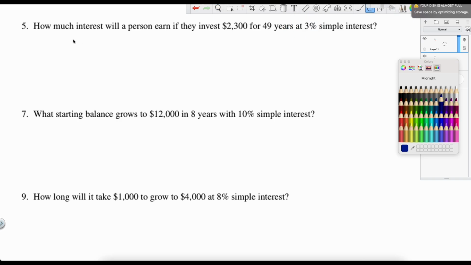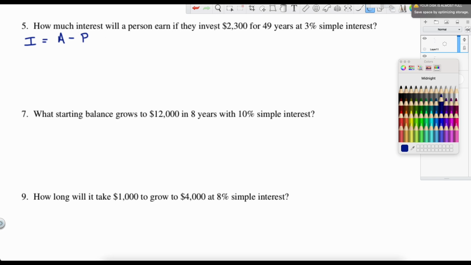Number 5, we're trying to find the rate here. How much interest will a person earn? No, we're looking for interest here. Sorry. So how much interest will a person earn? So the amount of interest, I'm going to call this capital I, is going to be whatever the amount is that you end up getting minus the principal, right? The difference tells you the amount of interest that you earn based off the rate and the amount of time.